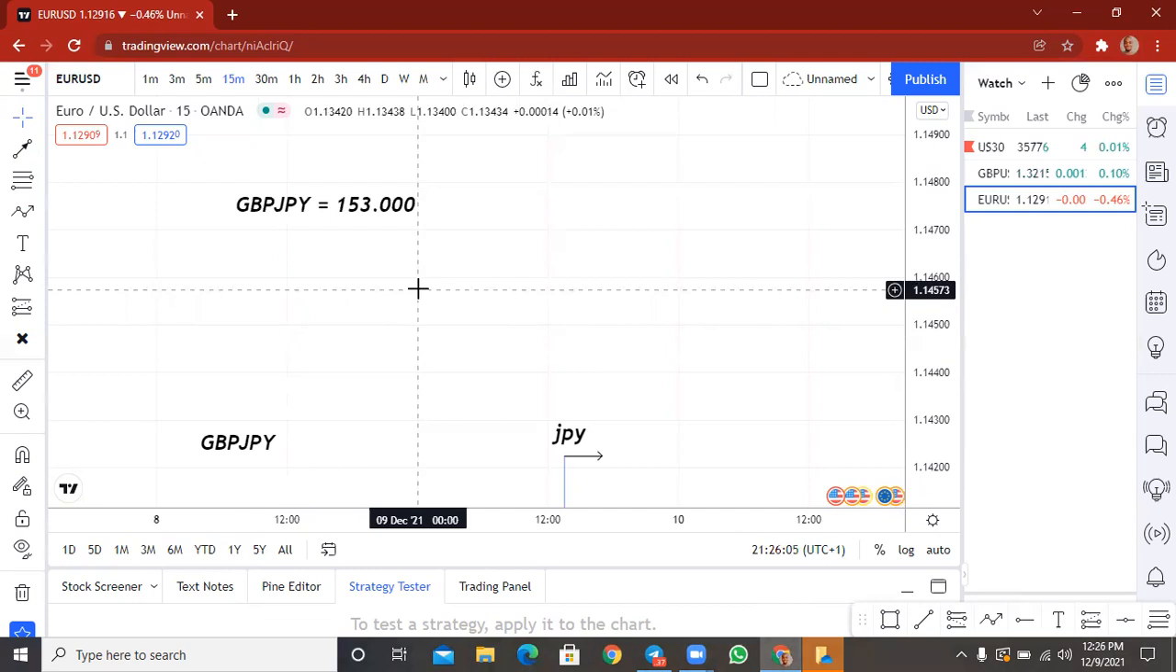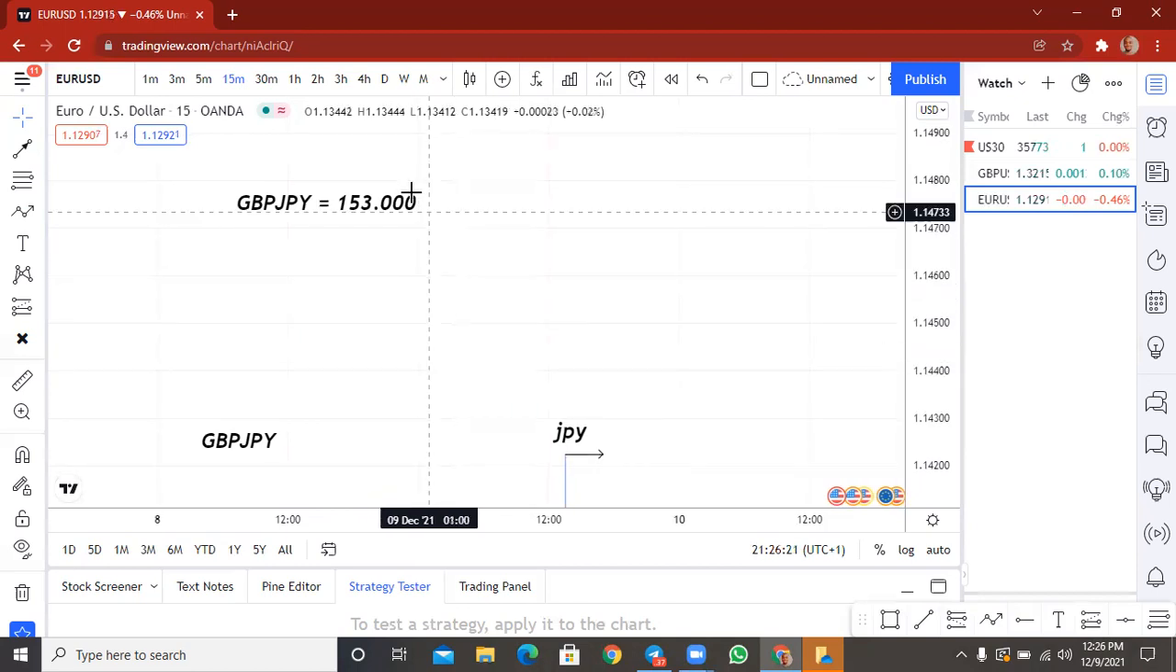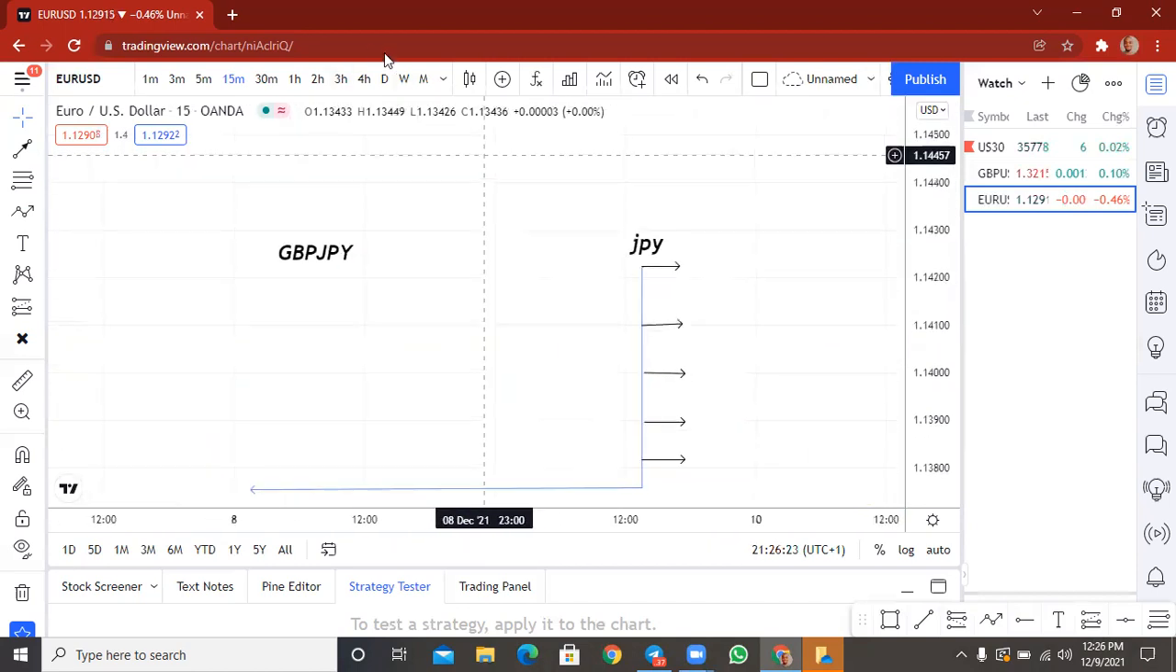All right, take notes. GBP equals 153.00 means that in the financial chart of GBP right now, the price or the reading is at 153.00. Now, this is the meaning of this write-up, and it can be represented like this.